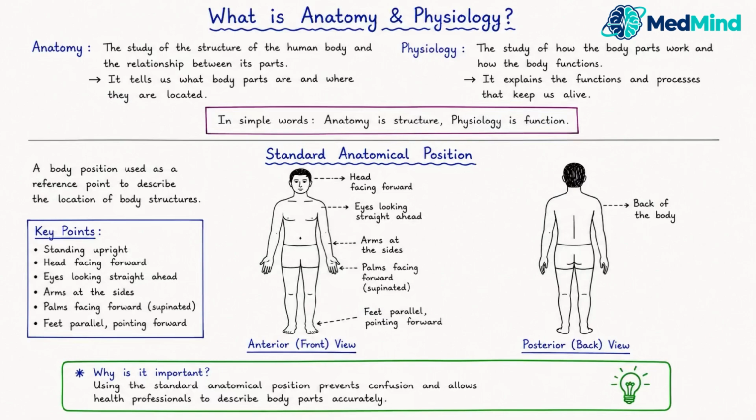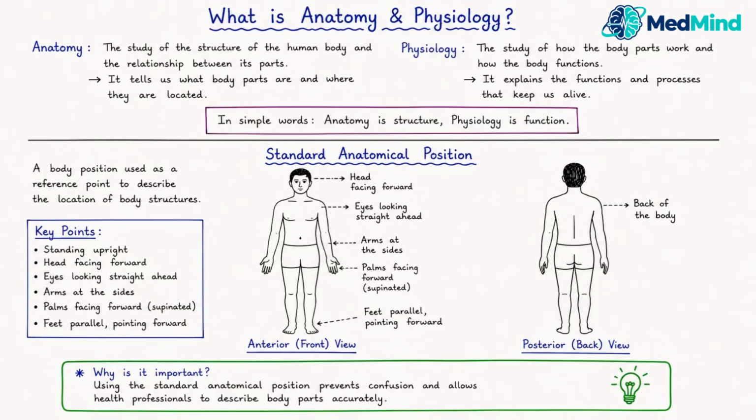In the standard anatomical position, the person is standing upright. The head is facing forward. The eyes are looking straight ahead. The arms rest comfortably at the sides. The palms face forward, and the feet are parallel and pointing straight ahead.